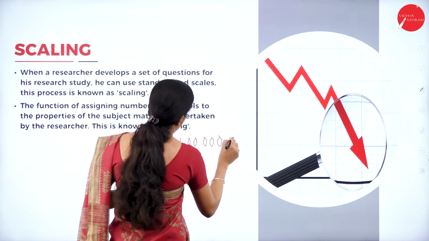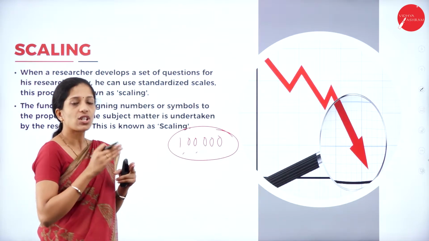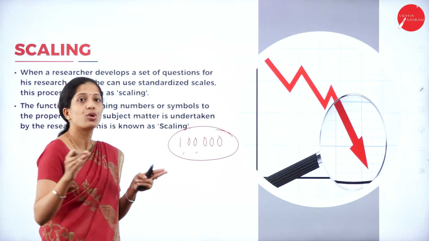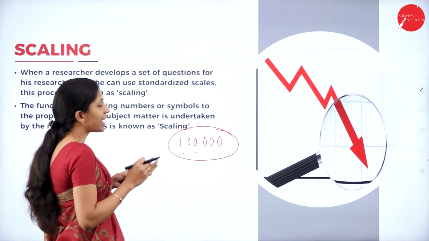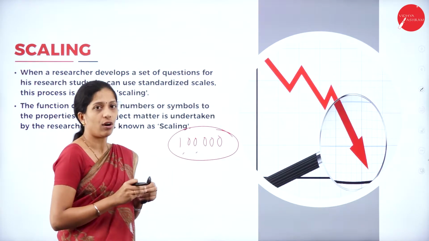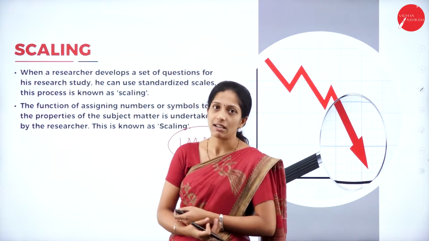Okay, 1 lakh respondents. Now if you see 1 lakh respondents, each and every response given by them is too bulk. So we have to minimize it. We have to make a summary of it by using what? By using scaling as well as measurement techniques.